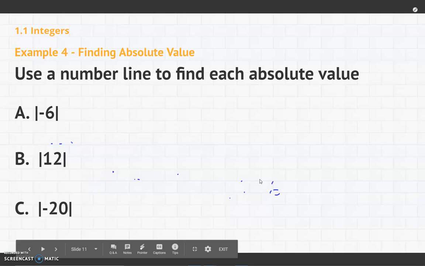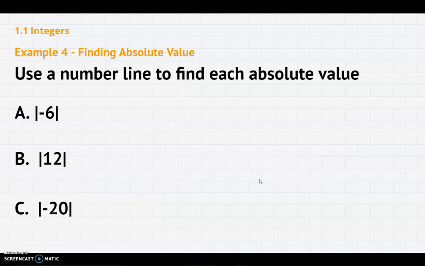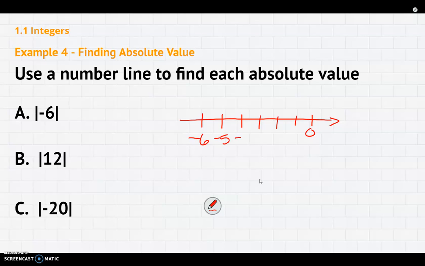Absolute value is the only concept we haven't touched on yet. If you look back at your definition of absolute value, it was the distance of that integer from 0. So I'm going to draw a quick number line here. We've got 0, -1, -2, -3, -4, -5, -6. We're going to count how far away -6 is from 0. We start at 0 and count the distance: 1, 2, 3, 4, 5, 6. So the distance from 0 is 6 units to get to -6.